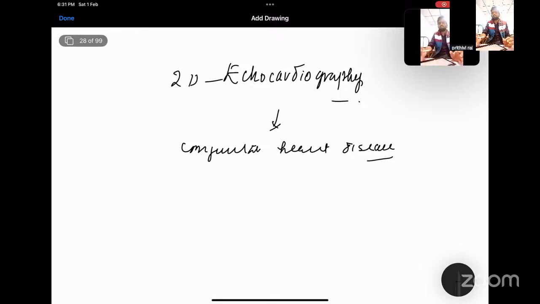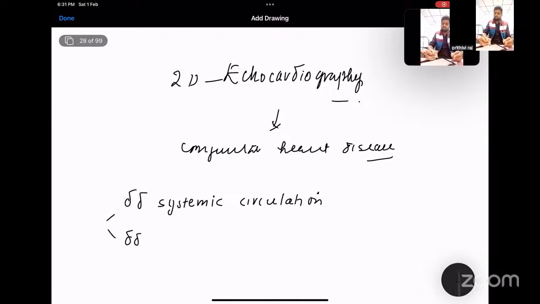So I already told about the role of oxygen. Whenever you are suspecting any duct dependent circulation, right, it could be duct dependent systemic circulation, or it could be duct dependent pulmonary circulation.